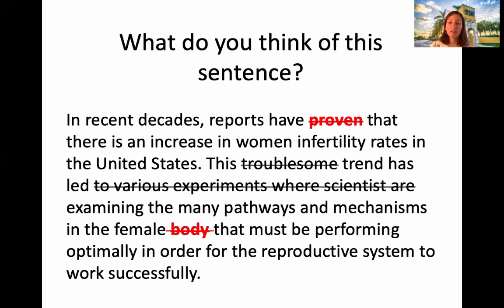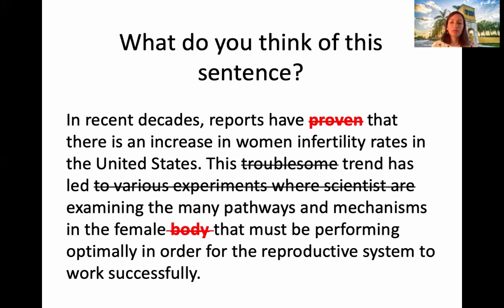I would start by saying infertility rates have been increasing in the last 2 decades, or give an actual number. If you have that statistic, you should report it. Infertility rates have doubled in the last 20 years, or what is the actual number? That would make it more informative.